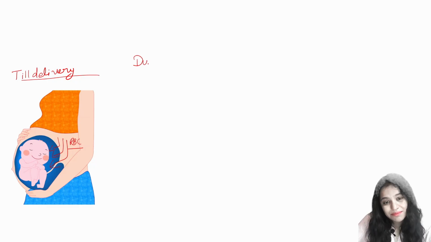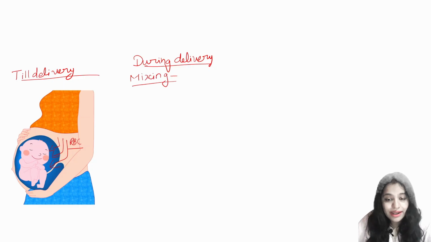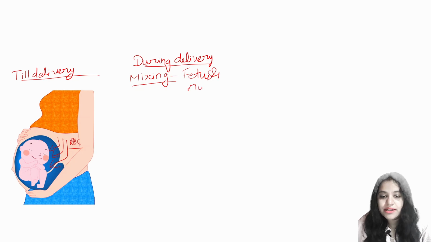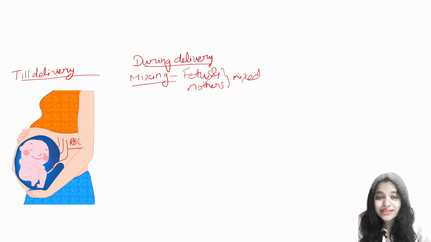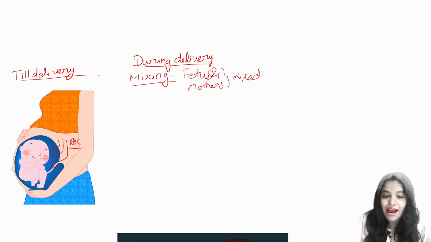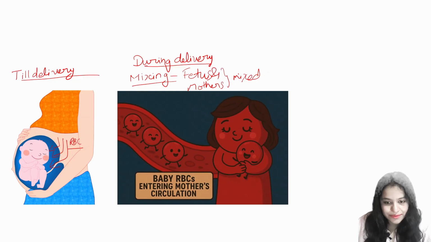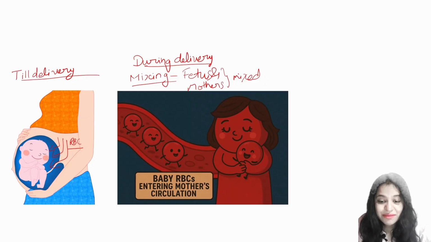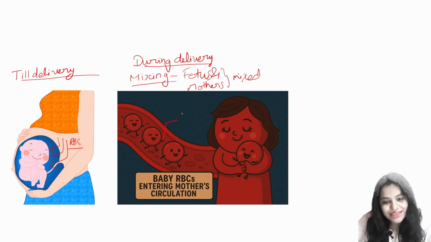But something happens during delivery. During delivery, there is mixing of blood. Okay, that means the fetus's blood gets mixed with the mother's. So what will happen because of this? Because of this, the mother doesn't only receive the baby, she also receives the baby's RBC which have RH factor on it. So baby's RBC enter the mother's circulation, and these RBCs have this RH factor.